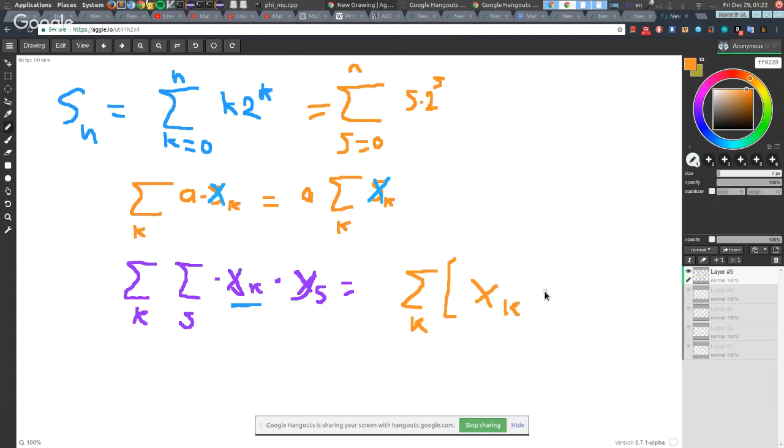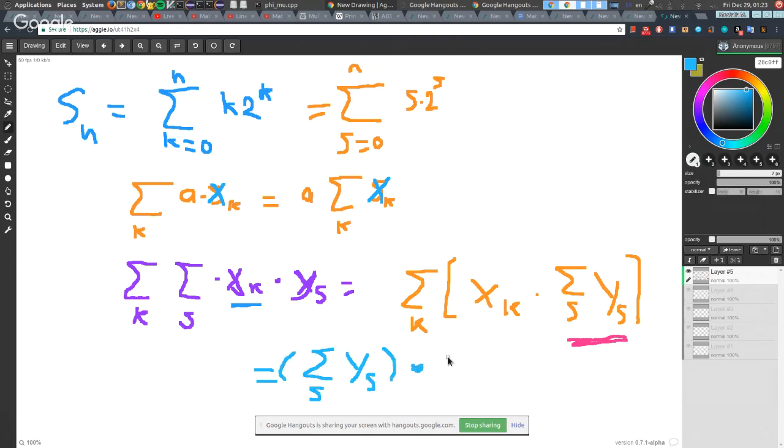So basically we have something like x_k times the summation over s of y_s. And as we can see, this part here is a constant with respect to this summation, because this value doesn't depend on k. You can actually take it out. After we take it out, we are left with something like that: this summation multiplied by this summation.